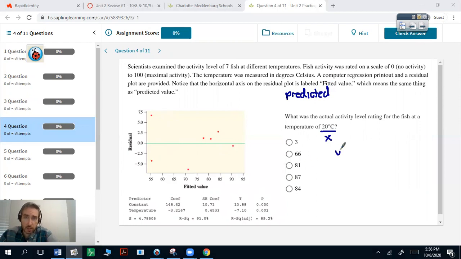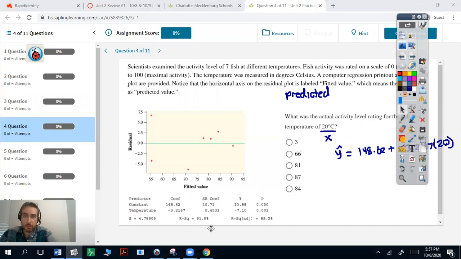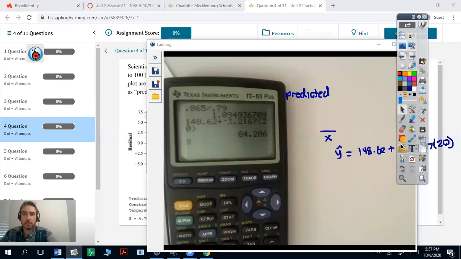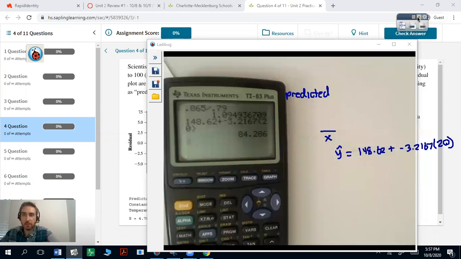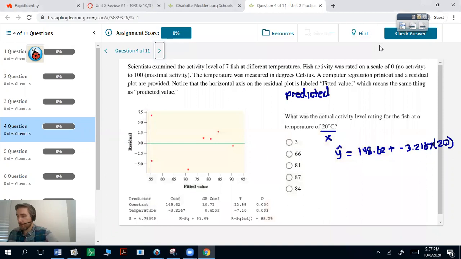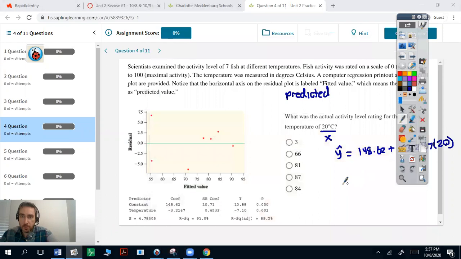So the equation is going to be 148.62 plus negative 3.2167 times x. So we'll plug in our 20 right in for x. Take a second to calculate that. And for that predicted value, I'm getting 84.286. That's your predicted value. That's not your actual value. So I know that my predicted is 84.26.